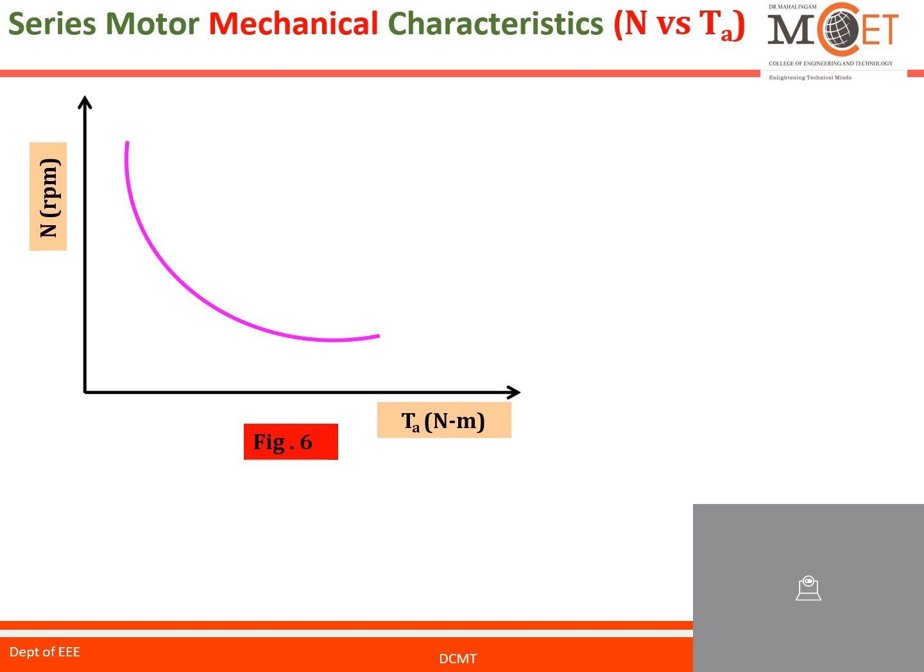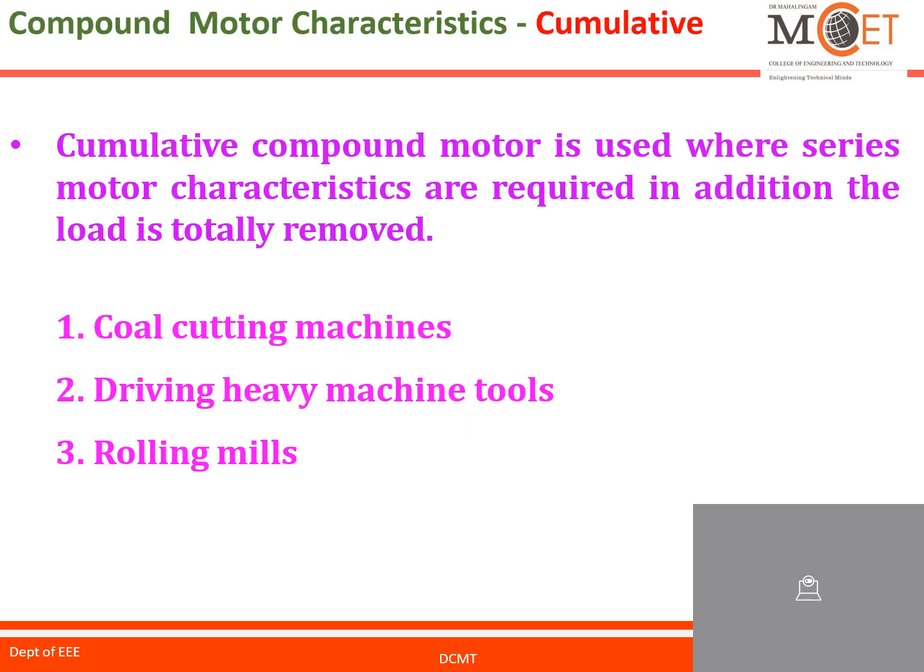See that when there are small changes in the torque, we have changes in speed. Okay, so this is the mechanical characteristics of the series motor. Then compound motor characteristics, that is the cumulative compound motor. Here the cumulative compound motor is used where series motor characteristics are required, in addition to the load being totally removed. The cumulative compound motor combines starting torque and good speed regulation. Mostly that's why they are used in heavy machine tools, even rolling mills and everywhere.